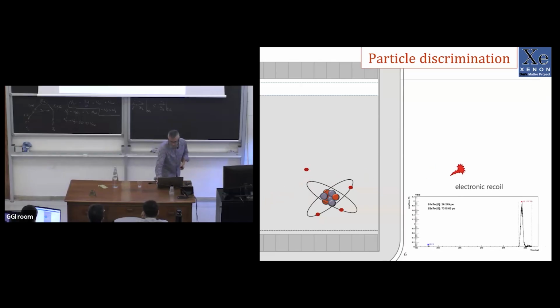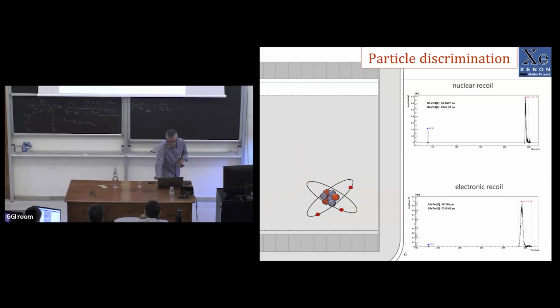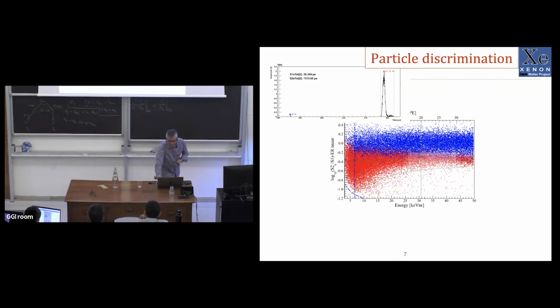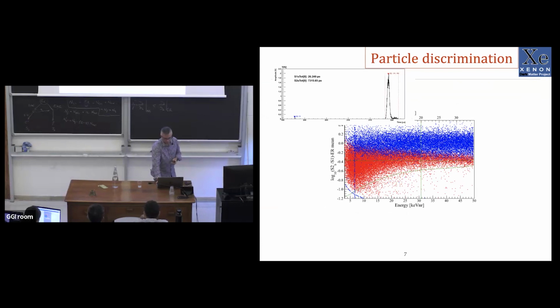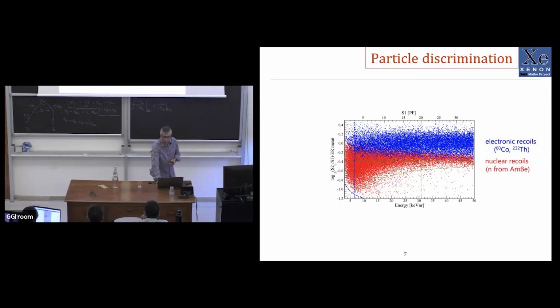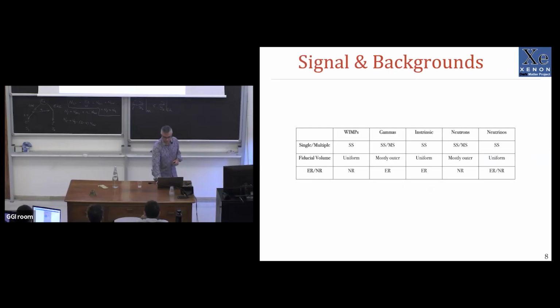This can be checked with calibration sources, and this, for instance, was done here. You see that there are these two bands that in the case of xenon are somehow overlapping, and one can use, for instance, a gamma source to reconstruct the electronic recoil band, or a neutron source to reconstruct the nuclear recoil band. So in this way, you have the characterization of the two kinds of interaction. And so again, this was the table with the various backgrounds.